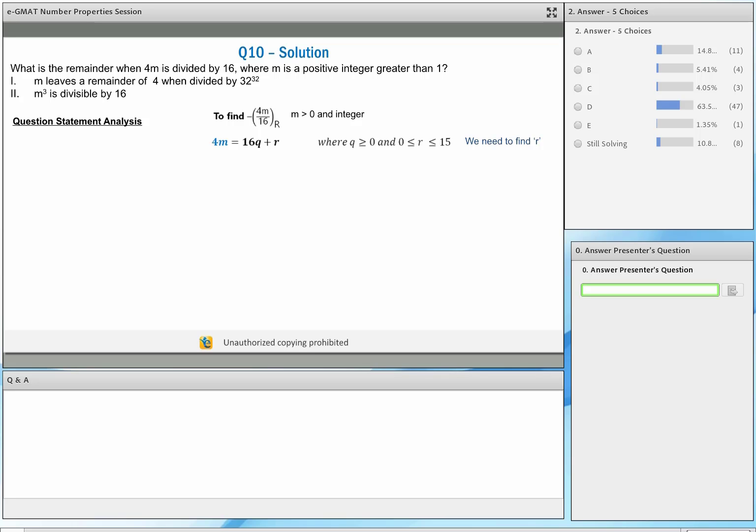Now let's take a look at statement number 1. Statement 1 says that m, when divided by 4, leaves a remainder of 4 when divided by 32 raised to the power 32. So you have a pretty complicated divisor here. But if you think about it, what is it that we need? And this is where manipulation comes in. Remember, when we were solving easier questions, a few of you asked why we can't simply do the calculation, since 15 times 9 is a very simple calculation. Remember what I told you?